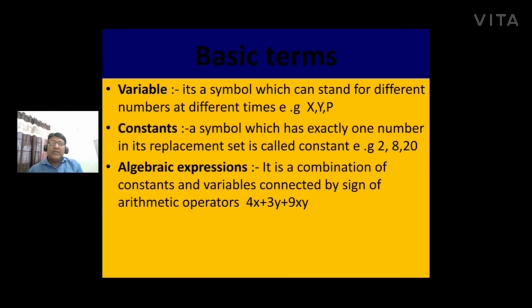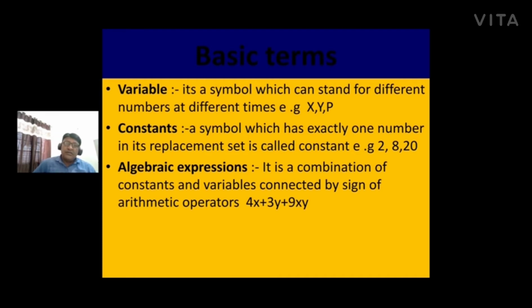But before we go to the chapter, let's have some basic terms that we are going to use in this chapter. That is variable. What is a variable? It is actually a symbol which stands for different numbers at different times. Suppose x, sometimes x is equal to 3, sometimes x is equal to 5. So the value of x is not fixed. It varies, and that's what a variable means. It's a symbol which varies.